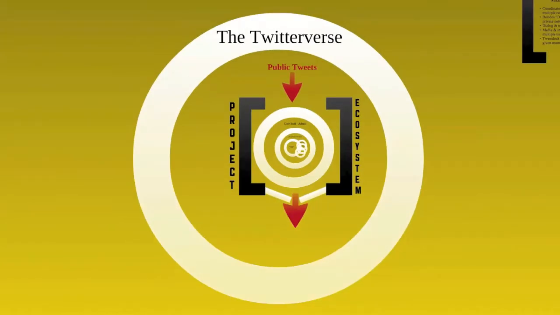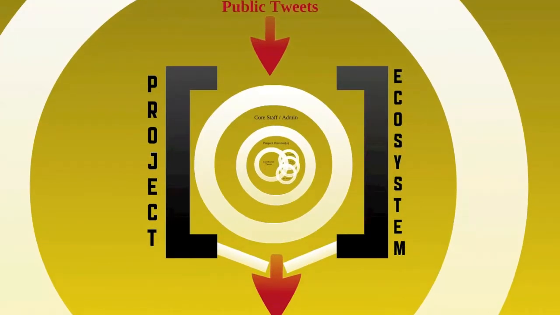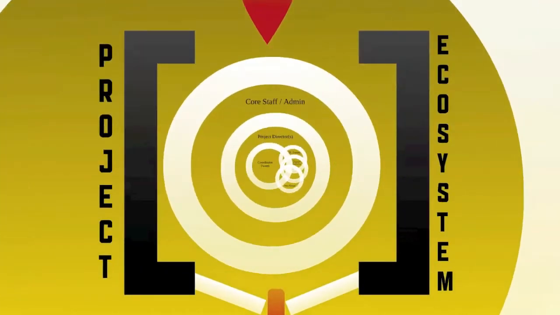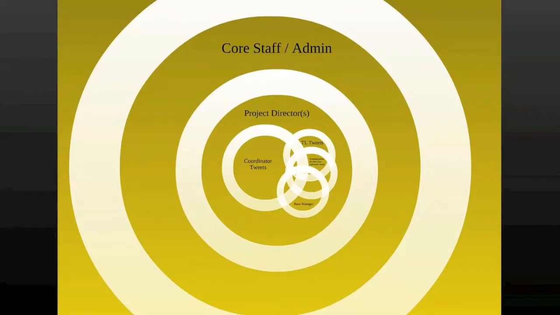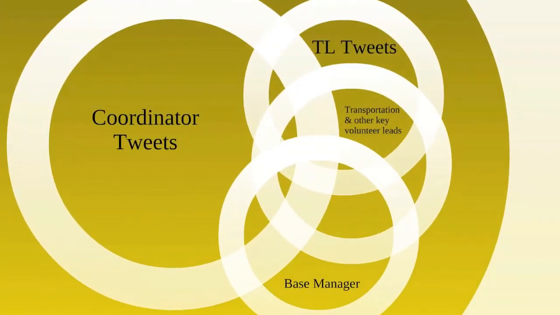Here's a diagram of the Twitterverse. So within the Twitterverse exists our project ecosystem. At the top here in the middle, you can see the public tweets coming in. And then there's various rings. We're talking predominantly today about the middle section of this, the coordinator tweets. Now, as the coordinator tweets and is connected in with the team leader and others on site in the field, project directors and core staff and admin, either on site or maybe 3,000 miles away, can still view what's happening in real time day to day. Using social media, we're able to connect different team members in real time.